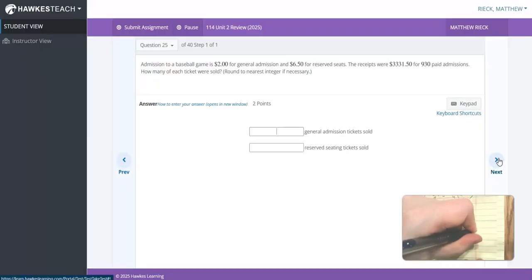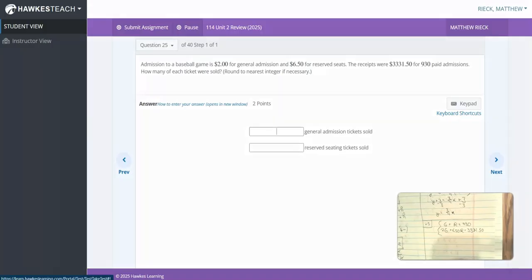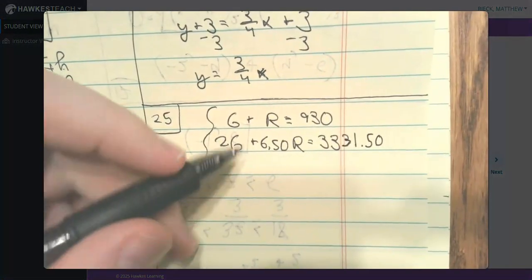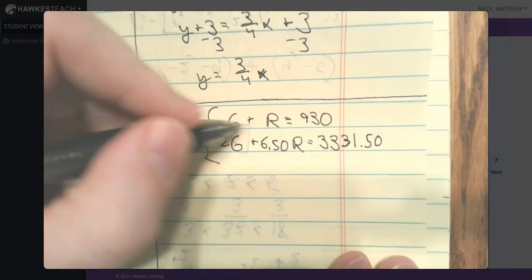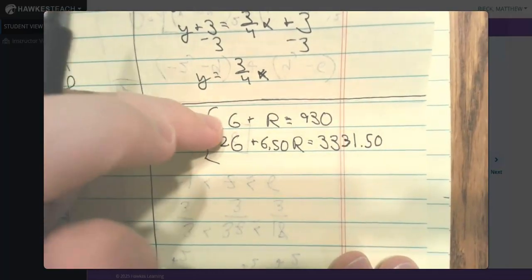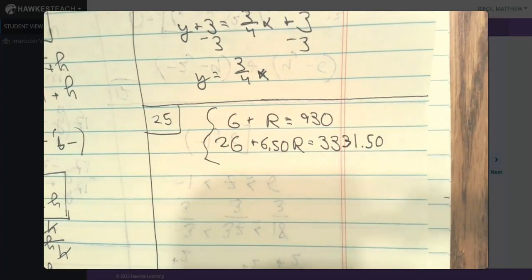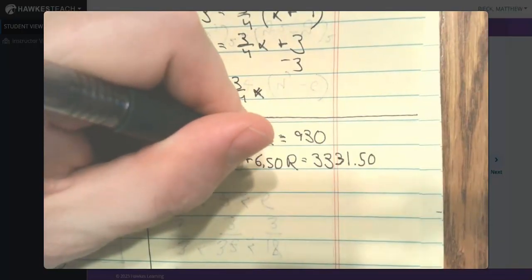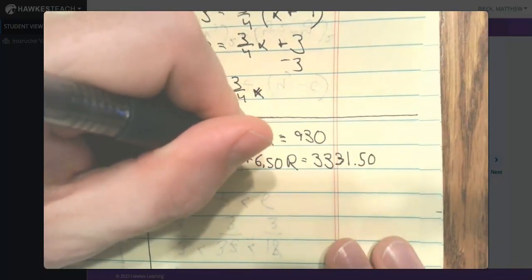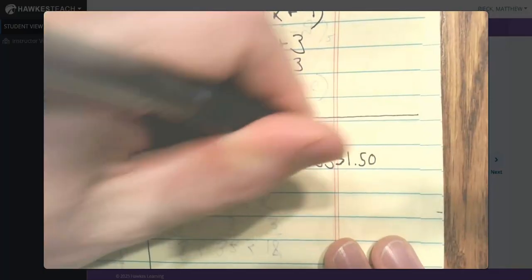$3,331.50. All right, and this is a G, not a 6. So again, we have a coefficient of 1 for my variables up here. Most of the time when we have a coefficient of 1, I tend to favor substitution, so I'm going to use substitution here. I'll go ahead and solve for G.